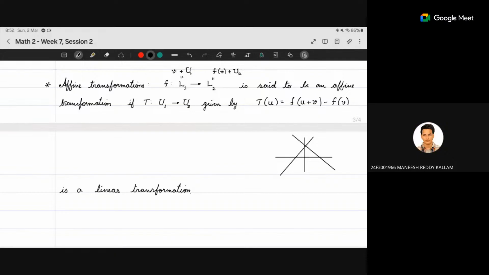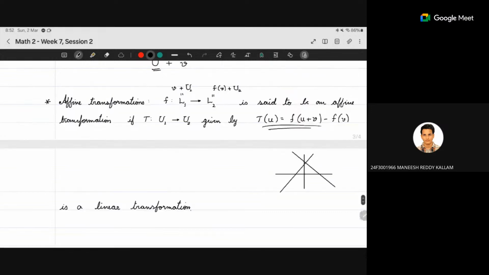Sir, I missed what is happening, sir. I couldn't even understand that, sir. Do you understand this definition at least on paper? As in, given a map from L1 to L2, which are affine spaces, which can be written as V plus U1 and f of V plus U2, I can define a map from the underlying subspaces U1 to U2 as T of U is equal to f of U plus V minus f of V. And whatever I get, I want to check if it's a linear transformation, and if it is, then I'm happy.